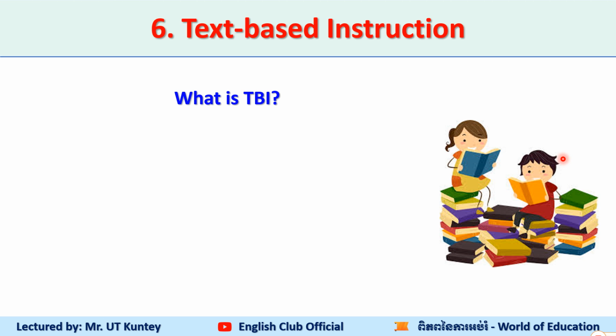So when we talk about TBI, it involves teaching reading through exposure to many different types of text. It means that you have to teach your students so many different types of text. Some texts are a short story, a folktale, a paragraph or an essay, in order to suit the student's ability. So this is what we call TBI, text-based instruction.